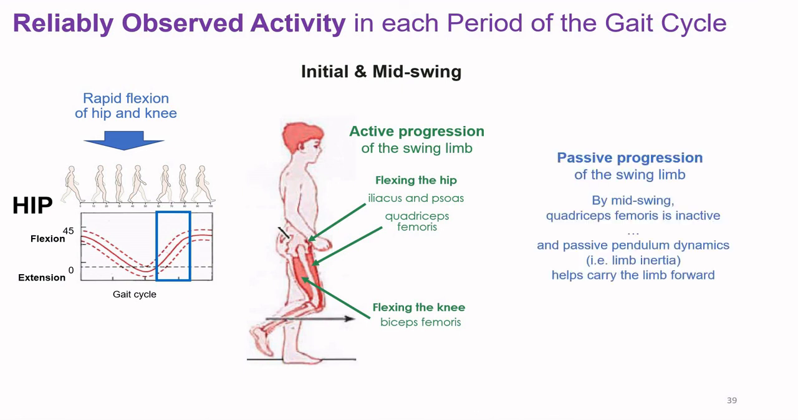It is important to remember that muscles only tell one part of the story in understanding the movement of the body. External forces often play very important roles. By mid-swing, the quadriceps femoris is inactive, and the passive pendulum dynamics related to and consequent of the inertia of the limb is helping to carry the limb forwards. So think about holding a pendulum up, letting it go, and the pendulum, just by virtue of its own inertia as it passes the mid-swing point, is just going to keep carrying itself forwards.